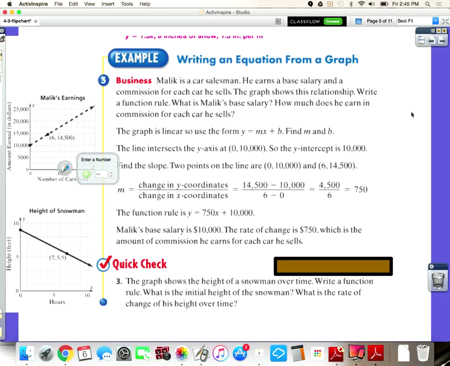y equals mx plus b. They graphed it. What is the y-intercept of that line? Emma: 10,000. So Paige, what variable in y equals mx plus b is 10,000 going to be? Not y. B. B is always the y-intercept.